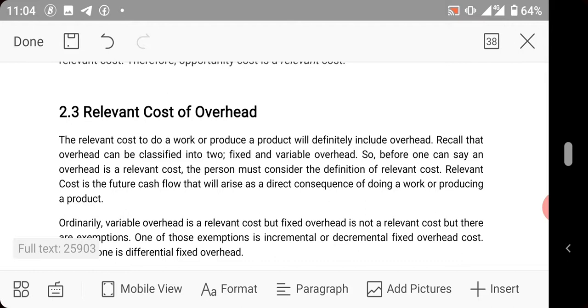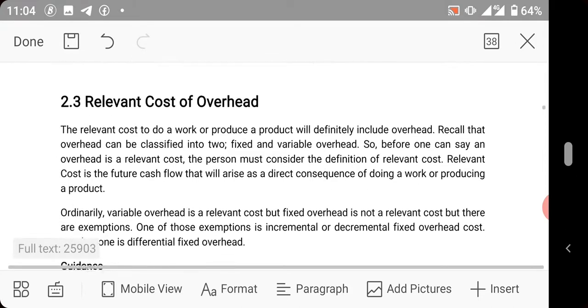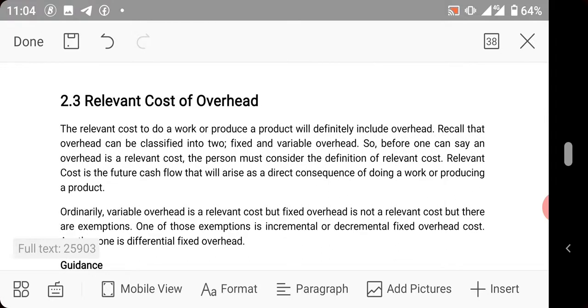Now, relevant costs of overhead. If overhead is fixed, the relevant cost is 0, is nil. But if overhead is variable, the relevant cost shall be that variable cost. Now, let's go back to fixed overhead. If it is fixed, it is nil, right?